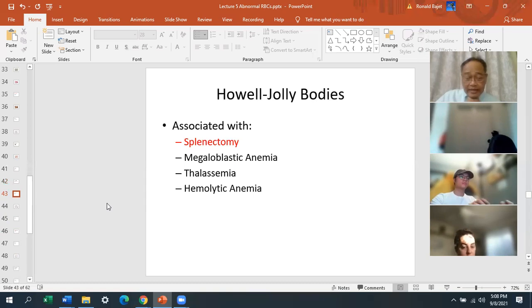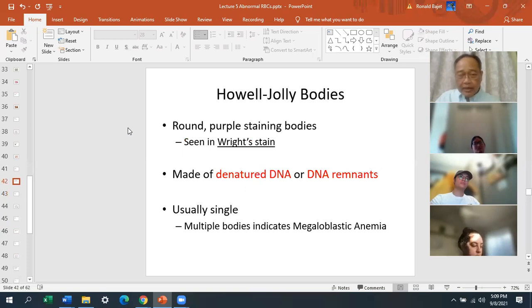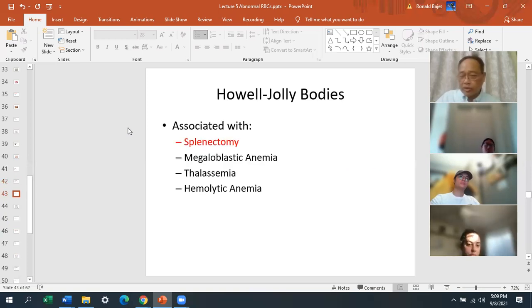Howell-Jolly bodies are seen in patients with splenectomy, megaloblastic anemia, thalassemia, and hemolytic anemia. The splenectomy is the more common one. A person who has their spleen removed has a tendency to have Howell-Jolly bodies in their peripheral blood because the spleen's gone. Usually the spleen takes care of the denatured DNA or DNA remnants and removes them. It doesn't remove them like it removes the Heinz bodies in G6PD deficiency, where it just takes a bite out of the cell, a chunk, and that's it. That's too bad for you. In splenectomy, the denatured DNA is removed a little more gently by the spleen, and without the spleen, you'll see Howell-Jolly bodies.